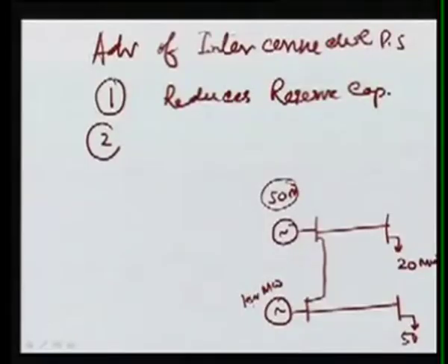Another advantage is the capital cost. The capital cost per kilowatt is less for the larger unit. So with the help of interconnections, we can go for the larger units, and therefore we can reduce the total installation cost of the power system, and therefore it is possible to have cheaper electricity generation.